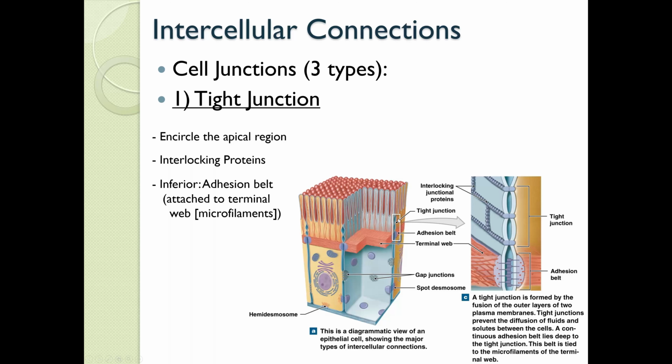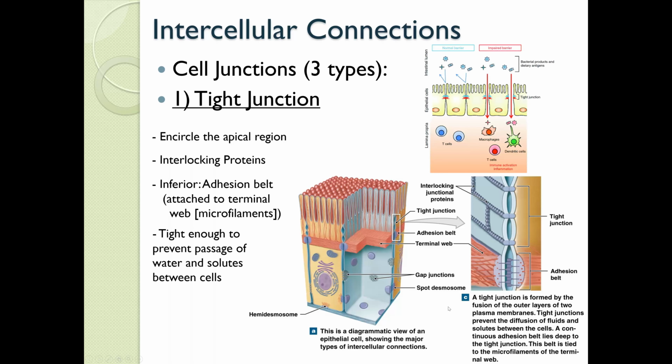Just inferior to the tight junction, you can find an adhesion belt. An adhesion belt is an area where the cell membrane and neighboring cells are attached to what's called the terminal web, which is that network of microfilaments that exist close to the apical surface of a cell. Again, we can see the adhesion belt, we can see the terminal web here in this image, and you can see that it's made up of small microfilaments.